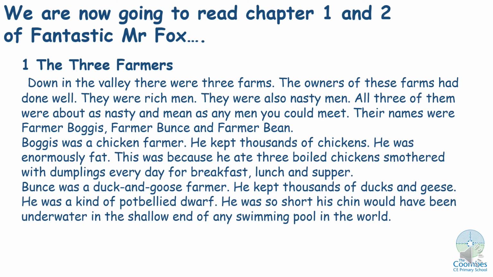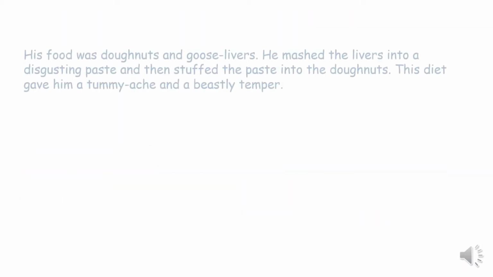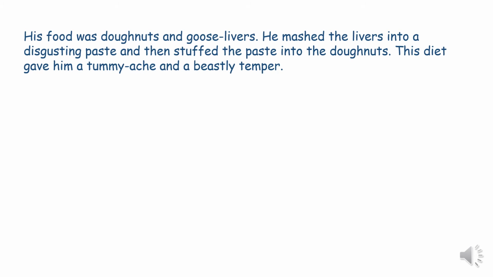Bunce was a duck and goose farmer. He kept thousands of ducks and geese. He was a kind of pot-bellied dwarf. He was so short his chin would have been underwater in the shallow end of any swimming pool in the world. His food was doughnuts and goose livers. He mashed the livers into a disgusting paste and then stuffed the paste into the doughnuts. This diet gave him a tummy ache and a beastly temper.